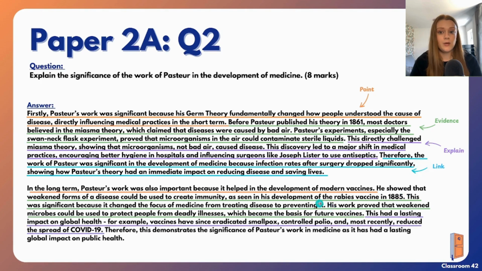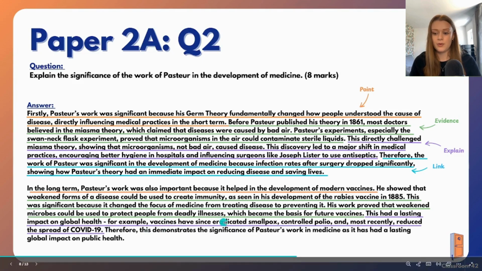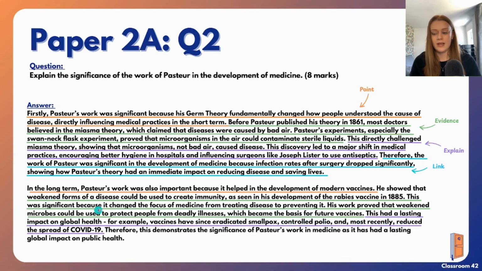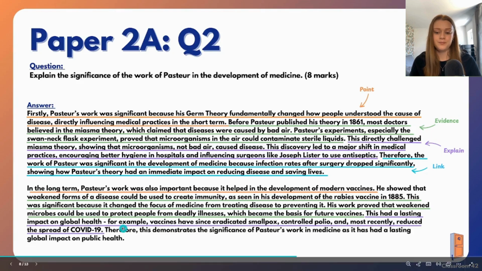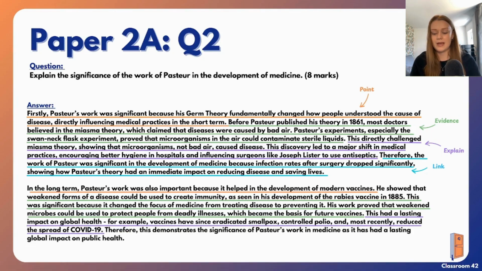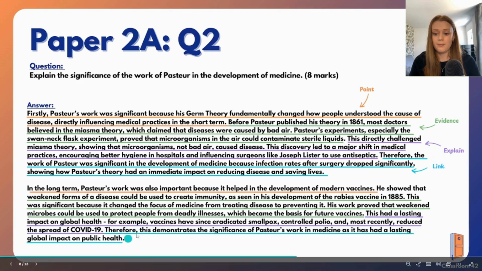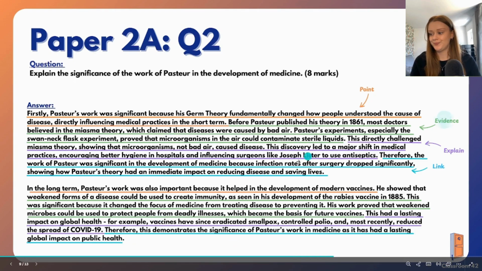Then we're going to explain why this was significant. So this had a lasting impact on global health. For example, vaccines have since eradicated smallpox, controlled polio, and most recently reduced the spread of COVID-19. So we're showing how in the really long term Pasteur's work has still had a big impact on medicine. And then we're finally linking back to the question. So therefore, this demonstrates the significance of Pasteur's work in medicine as it had a lasting global impact on public health. And that is our question 2.